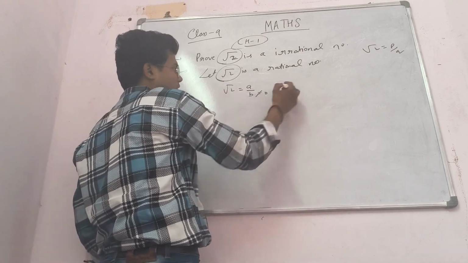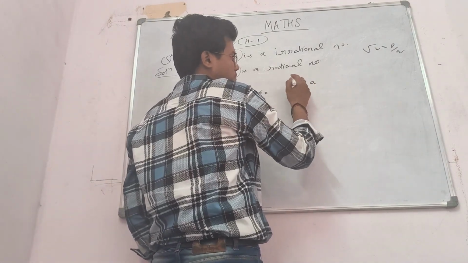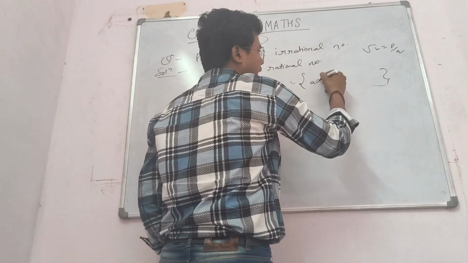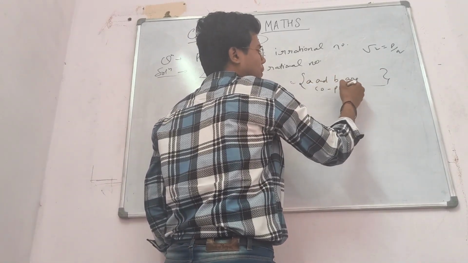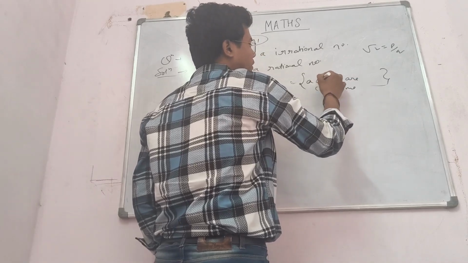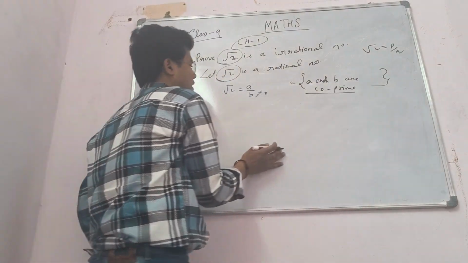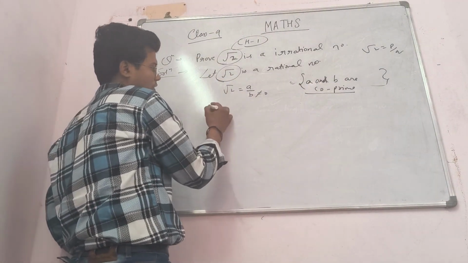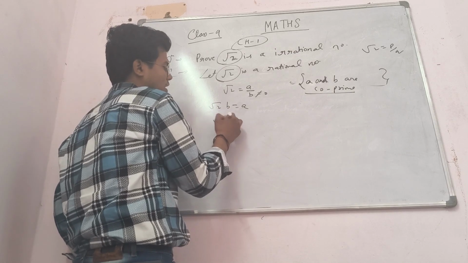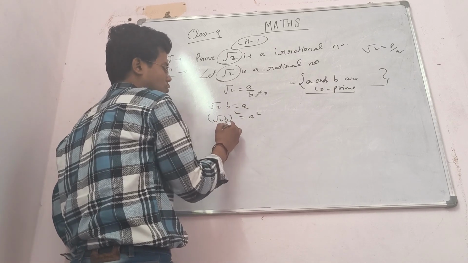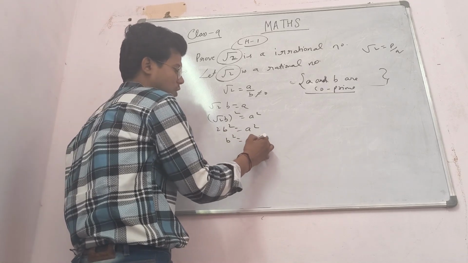Therefore, a and b are co-prime, which means they have only one common factor, that is 1. They are co-prime in nature. So when you solve it, you will have root 2 b equals a. Squaring both the sides, you will have 2 b square is equal to a square. 2 will go into the denominator, so b square equals a square upon 2.